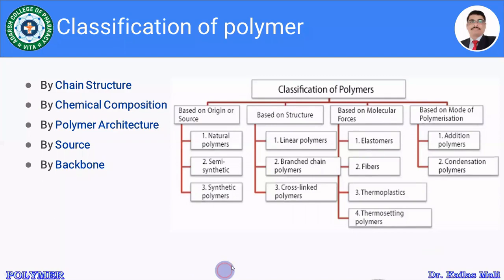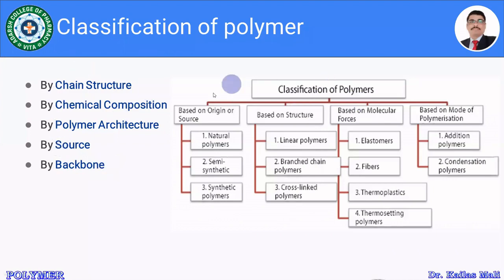Let us move towards the next point, that is the classification of polymers. Polymers are classified according to their chain structure, according to the chemical composition, according to polymer architecture, according to source and according to the backbone. In this way it is possible to classify the polymer.